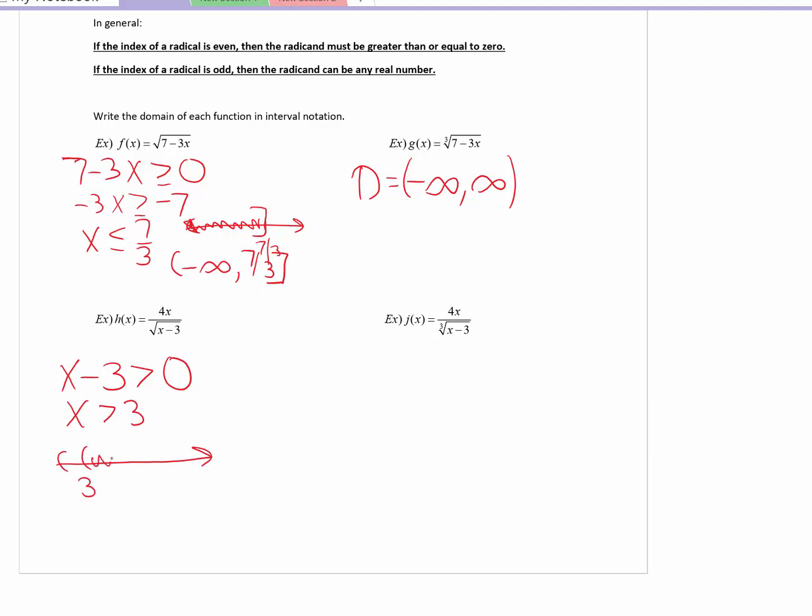So on a number line, if that's 3, I can shade to the right. How do I write that in interval notation? Well, I can't include 3, so that's a parenthesis 3, comma, infinity. And I'll have a parenthesis after the infinity.